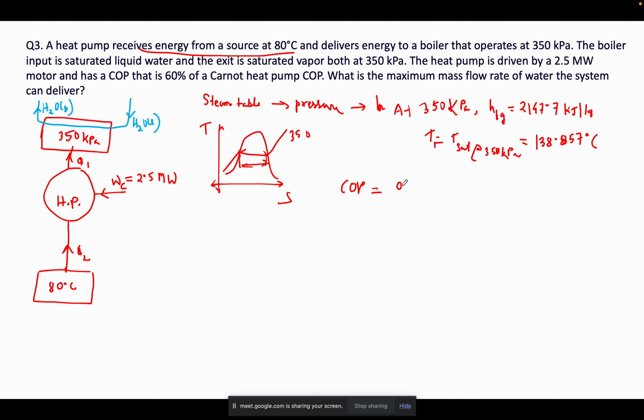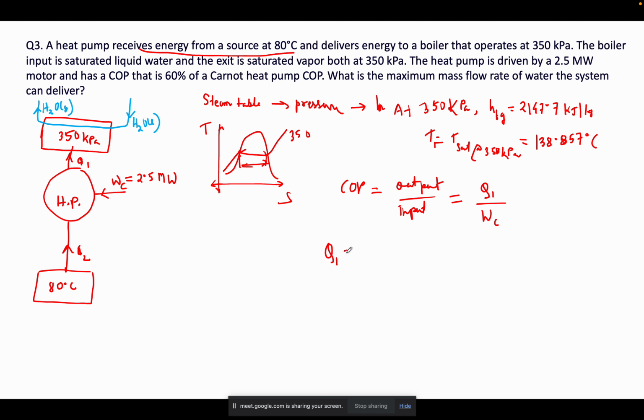COP will be output by input. What is my output? My output is Q1, because this Q1 is my desired output for a heat pump, yes or no? And this is my WC. Now I know WC, but I don't know Q1. Okay, now what is Q1?